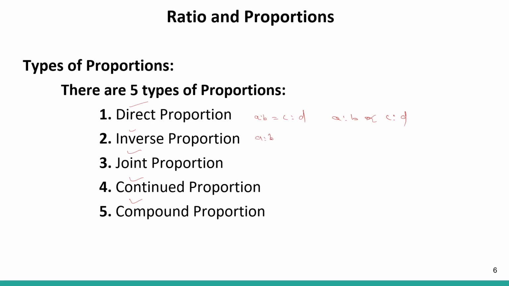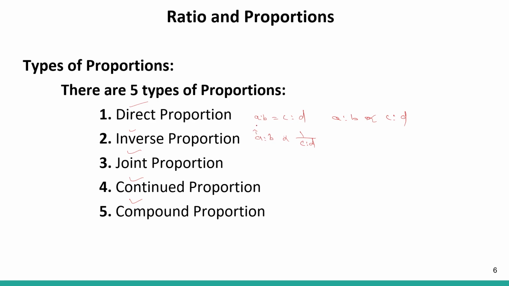A is to B is inversely proportional to C is to D. If we say A is to B is inversely proportional to C by D, what we write is A is to B is directly proportional to 1 by C is to D. Okay, so what is the relation between A is to B inversely proportional to C is to D.